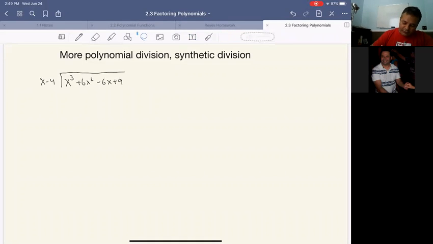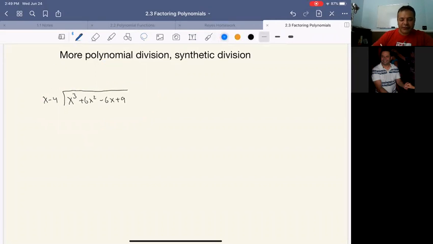Okay, so move that a little bit down, give me a little more space. It's going to start off, of course, with an x squared. We get that x squared, remember, by taking this x cubed and dividing it by this x. Now we're going to multiply the x squared by x minus 4. When we do that, we're going to get x cubed minus 4x squared, and subtract.